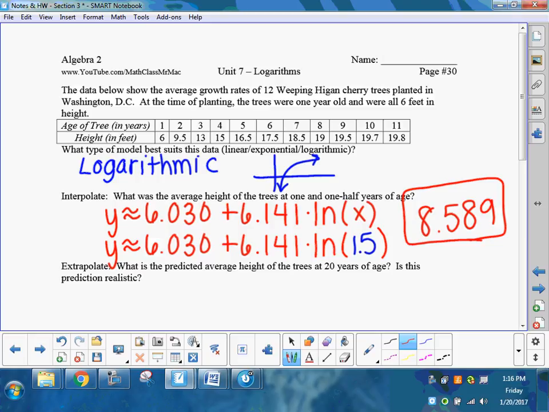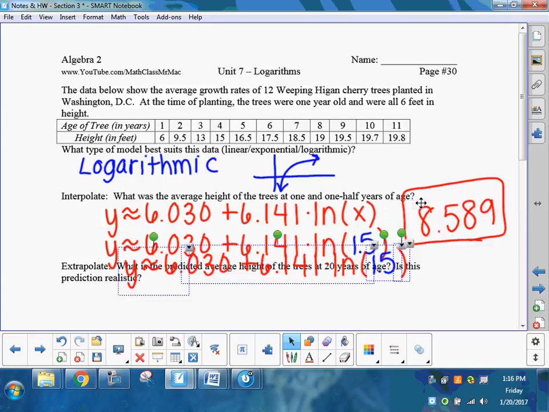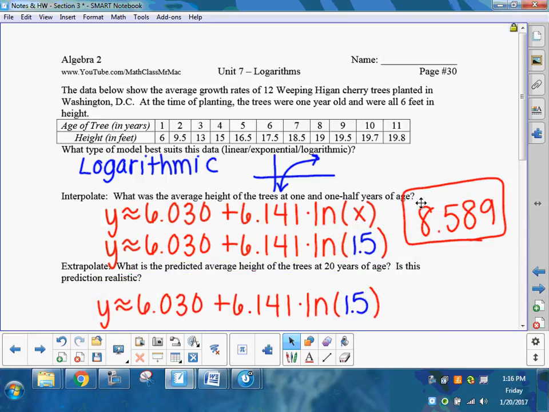Next one. Predicted at 20 years of age. Is this realistic? So what would we do to answer this question? Cassie? Plug 20 in for x. What do you think about people who don't show the equation with the substitution in? Would you talk to them? I wouldn't.